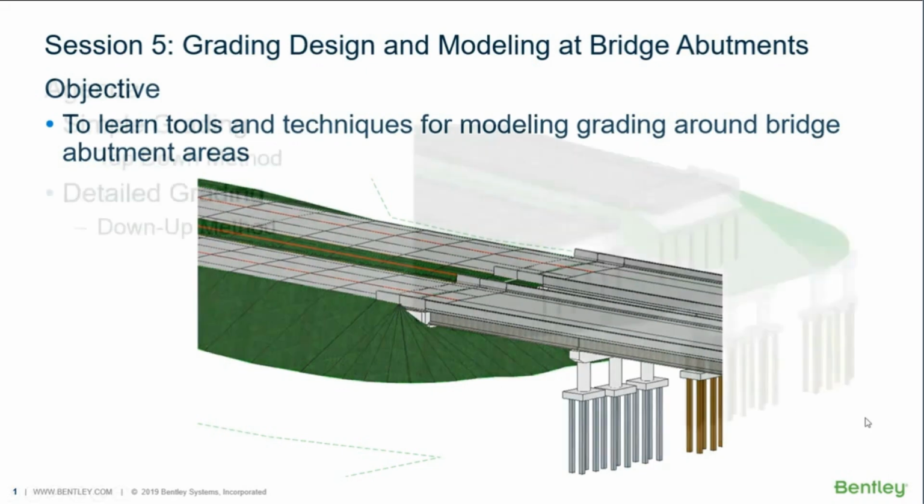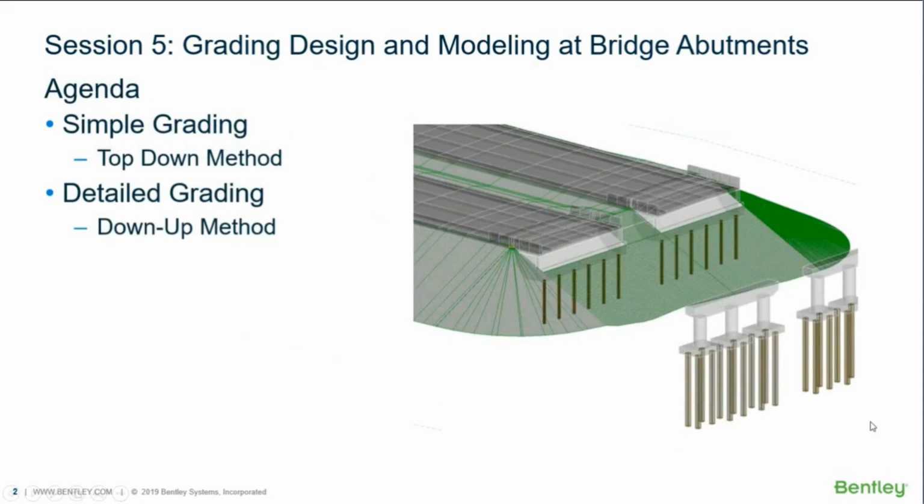So the agenda: I'm going to cover a couple of different methods for creating this type of grading. The first one is what I call a simple grading method, where we start from the top and just grade our way down to existing ground. This is just to give you some fundamental concepts that you may want to utilize along the way in your engineering process. The second example is a more detailed grading method, where we go up and we go down, which I call the down-up method.